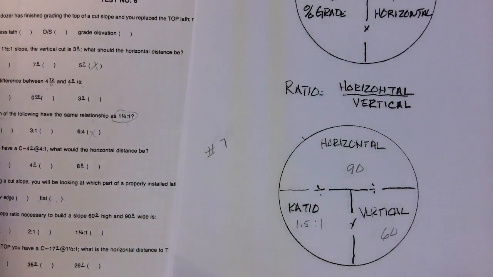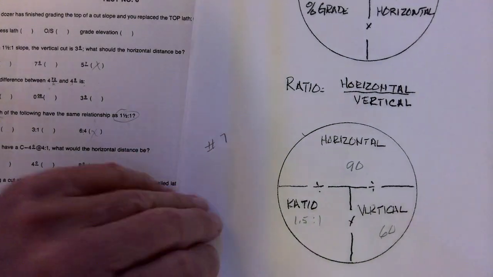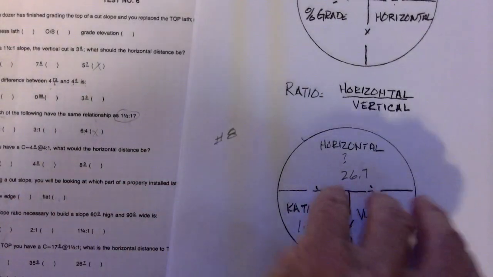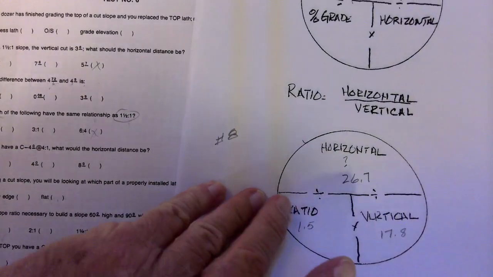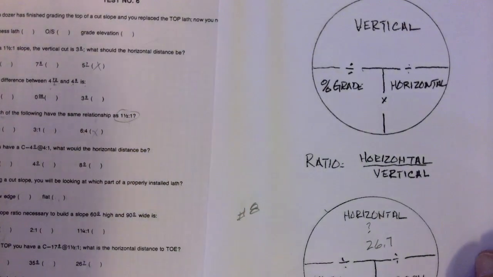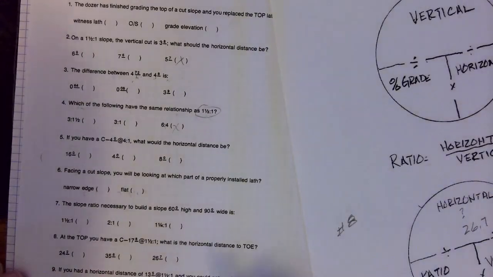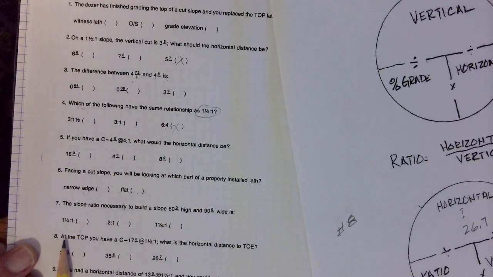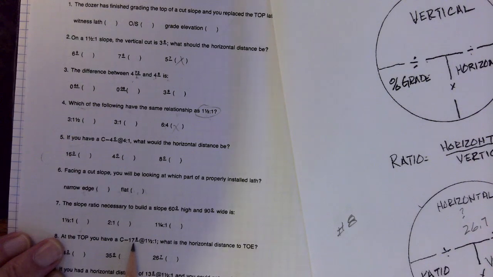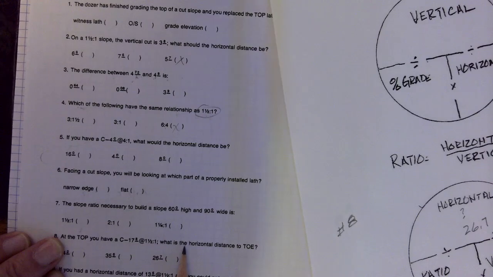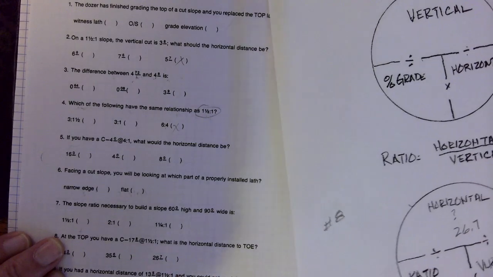Now, I think we have a couple more, and I'll put an end to this. I want to make a brief mention about the tailgate, and that's it. So this is number 8. Number 8 says, at the top, you have a cut of 17.8. That's the vertical. And the ratio is 1.5 to 1. What is the horizontal distance to the toe?